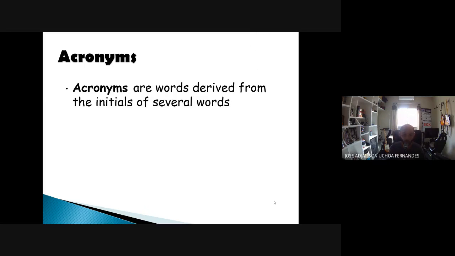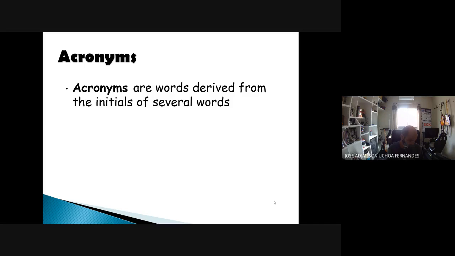Now, we have acronyms, which is another process of word formation. We have gone through derivation and lexical gaps. We discussed compounds. Now it's time to talk about acronyms. Acronyms are not really words. We call them words but they derive from the initials of several words. Can you think of some acronyms?